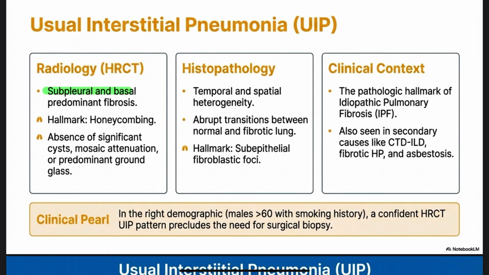Radiology, we all know: subpleural and basal predominant fibrosis. The hallmark is honeycombing. If honeycombing is there, don't get multiple confusions, it could be UIP. And absence of significant cysts, mosaic attenuation and predominant GGOs won't be there in UIP. Histologically, subepithelial fibrotic foci are the hallmark. And in clinical context, it is a pathological hallmark of IPF, but it doesn't mean that it is always IPF. Always rule out CTD-ILD, fibrotic HP and asbestosis.